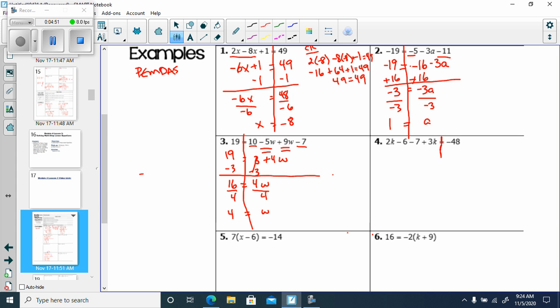And then let's do 4 here. This is as simple as it gets, but this is not. Let's collect like terms. 2k plus 3k gives me 5k. Negative 6 minus 7 gives me negative 13.